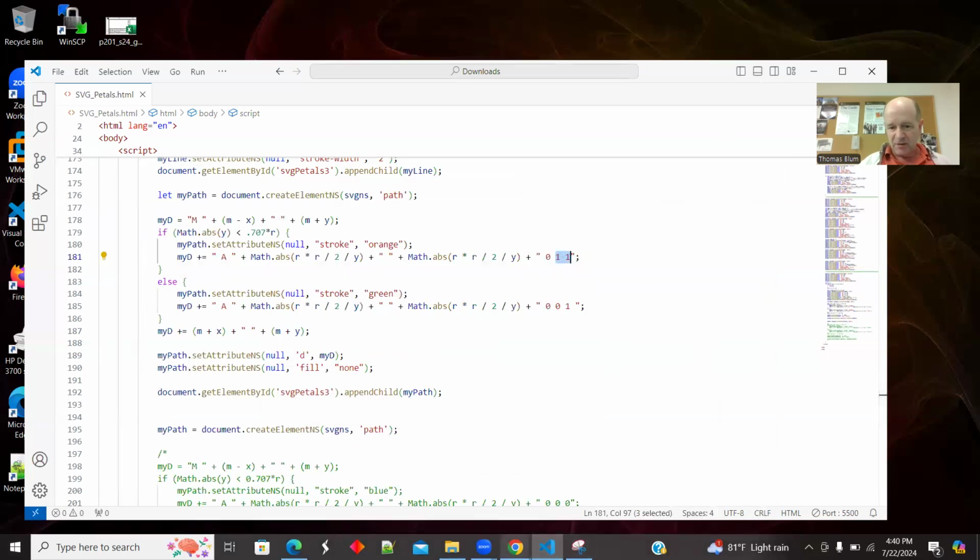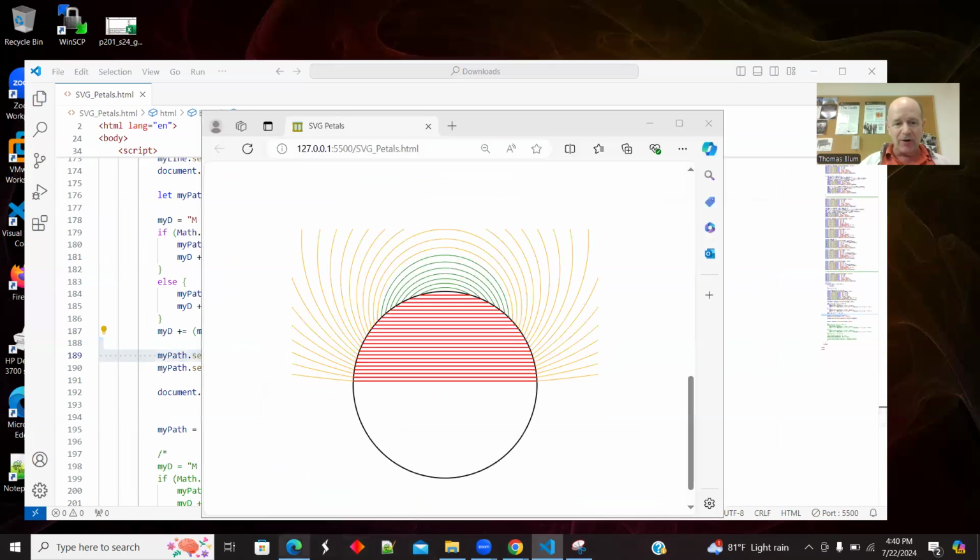I was changing them at about 45 degrees. And I made them different colors so you could see where I was making that change. So from the center of the circle at a 45-degree angle, you can see that seems to be roughly 45 degrees. I'm switching from the orange to the green to get these arcs.